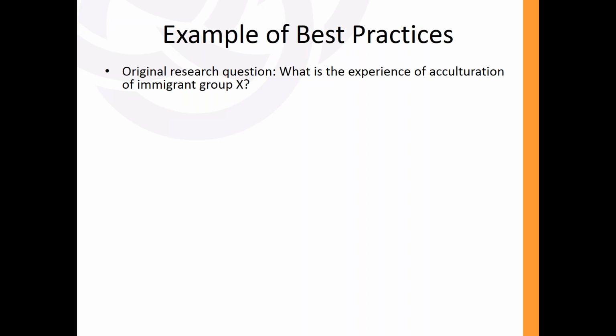And acculturation, if you're not familiar with this term, it's basically how someone adapts to a host society after emigrating from their native land and coming to the host country or culture. So that's what acculturation is. And if we're talking about immigrant group X, that means a specific immigrant group, whether it's an ethnicity or a nationality or a race or anything like that. Whatever ethnic or immigrant group you're interested in studying, that's what that stands for there.